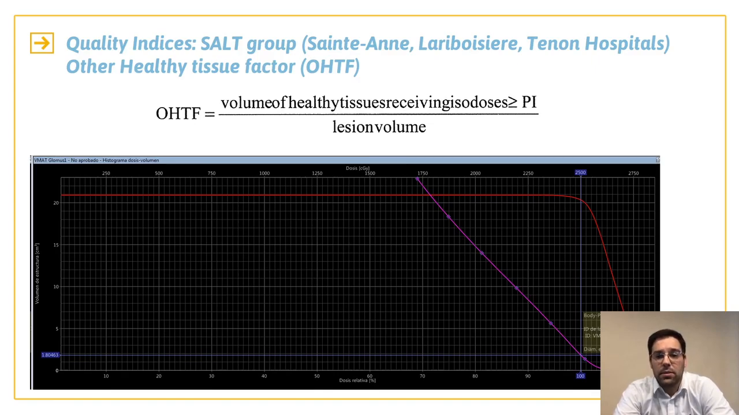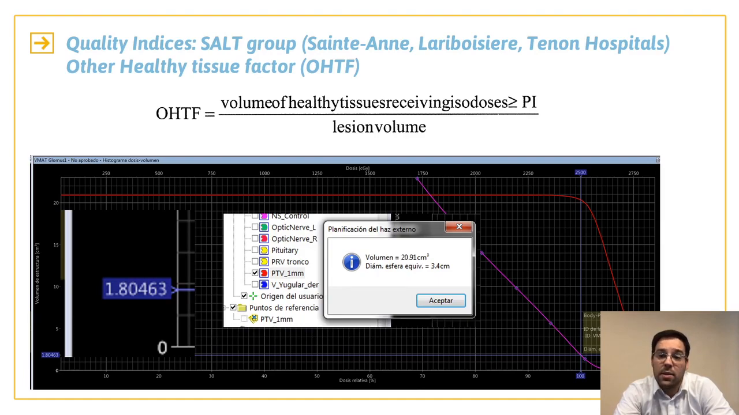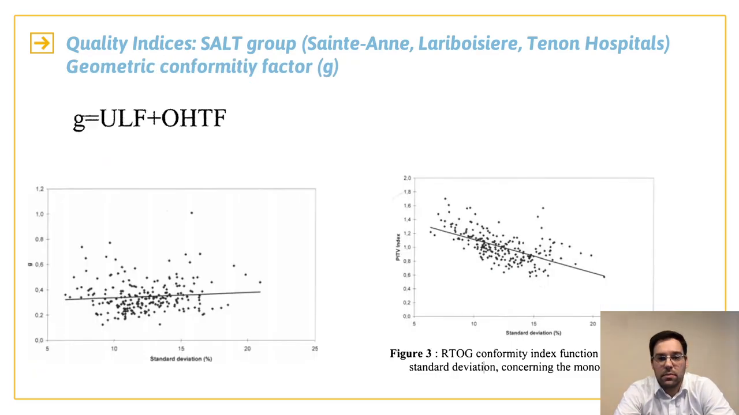In counterpart, the other is the healthy tissue overdose factor, the quotient between the volume of healthy tissue receiving doses above the prescription isodose and the PTV. Again, this index is better the closer it is to 0. Then the geometric conformity factor is defined as the sum of the previous ULF and OHTF. This factor is quite independent of the standard deviation, while the RTOG conformity index is not.